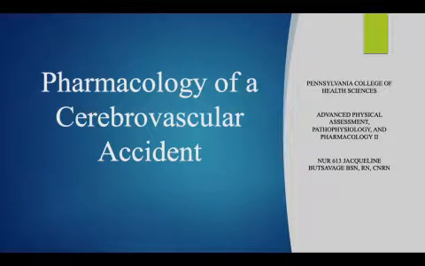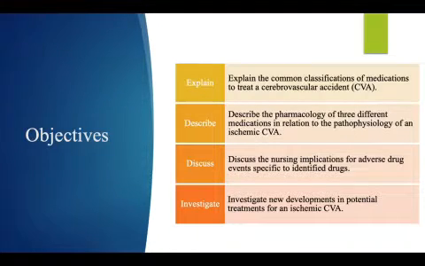This week I will be talking about the pharmacology of a cerebrovascular accident. My objectives for the learner: they will be able to understand and explain the common classification of medications to treat a cerebrovascular accident, or CVA, describe the pharmacology of 3 different medications in relation to the pathophysiology of an ischemic CVA, discuss the nursing implications for adverse drug events specific to identified drugs, and investigate new developments in potential treatments for an ischemic CVA.